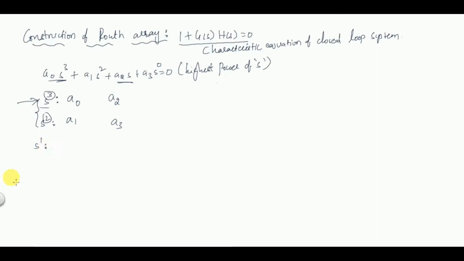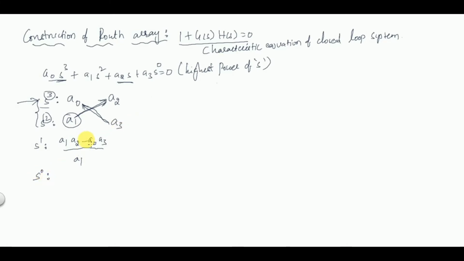Then s1, the next coefficient. Here you multiply these two elements, a1 and a2, and multiply these two elements, a0 and a3, and subtract a0 a3 from a1 a2, that is a1 a2 minus a0 a3, divided by a1, the first element. Since there are no other terms, we stop here. If you have another term, you perform the same procedure again.